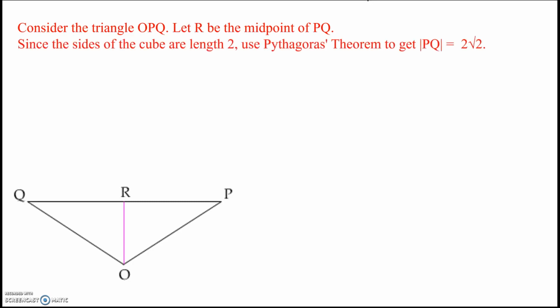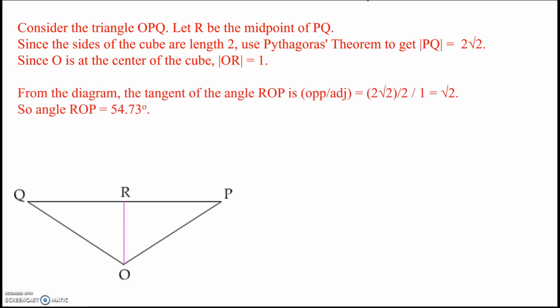All right, now since the sides of the cube are length 2, we can use the Pythagorean theorem to get the absolute value of the length of PQ, and that becomes 2 times the square root of 2. And we can see why that is by knowing this is a 45, 45, 90 triangle. Now, since O is at the center of the cube, that makes the length of the leg OR equal to 1.